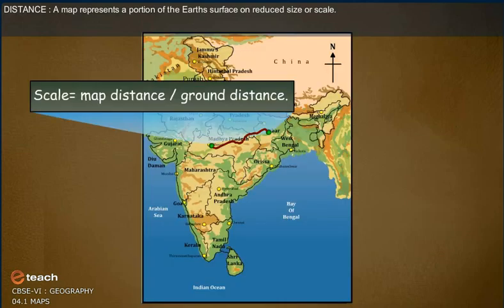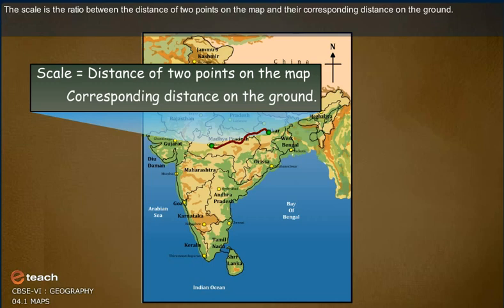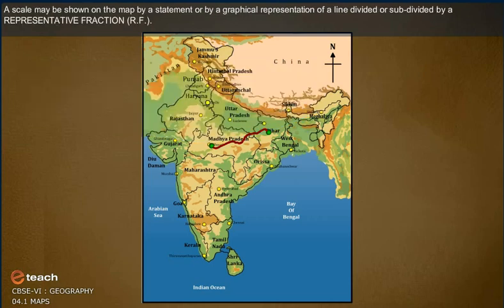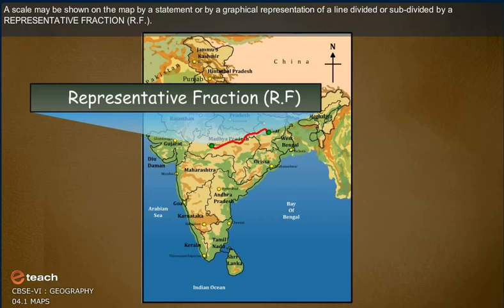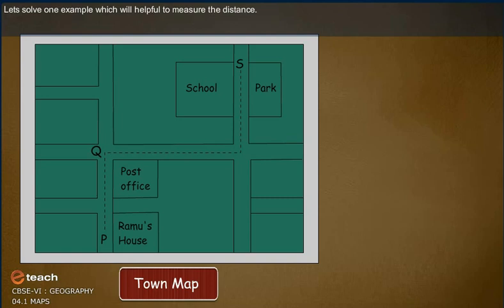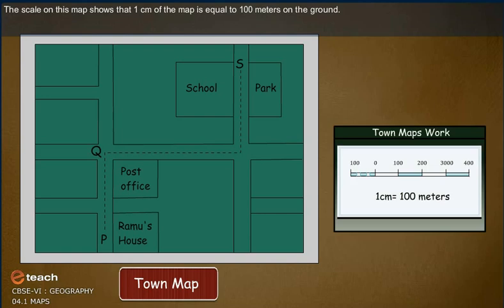Distance. A map represents a portion of the Earth's surface on a reduced size or scale. The scale is the ratio between the distance of 2 points on the map and their corresponding distance on the ground. A scale may be shown on the map by a statement or by a graphical divided scale or by a representative fraction or RF. Let's solve one example which will be helpful to measure the distance. The scale on this map shows that 1 centimeter of the map is equal to 100 meters on the ground.